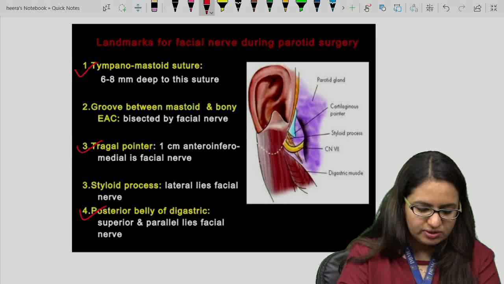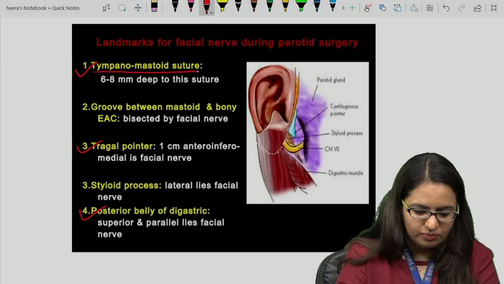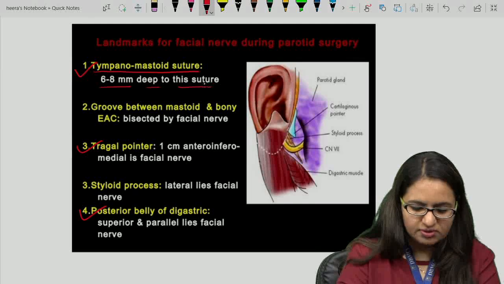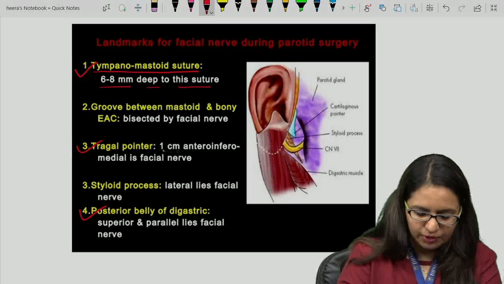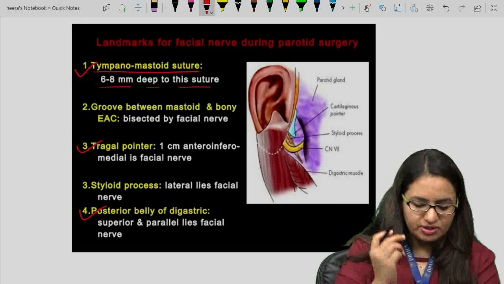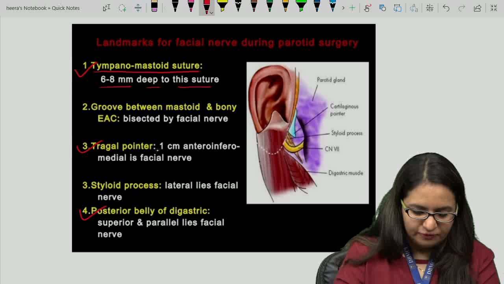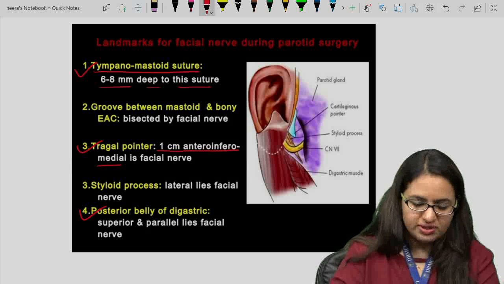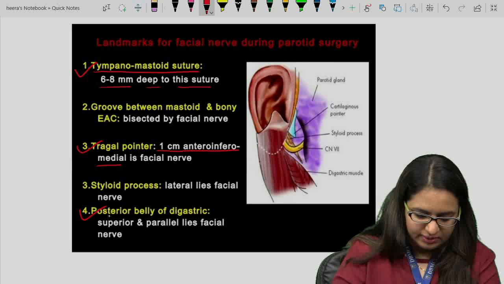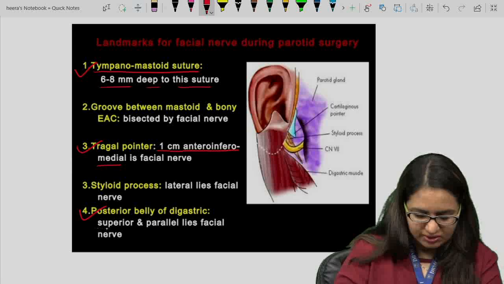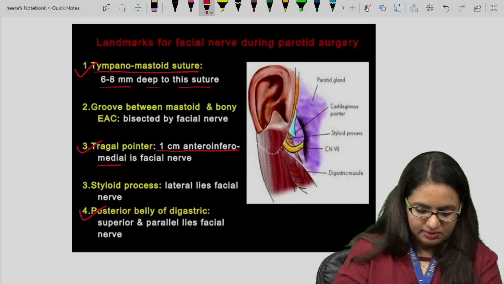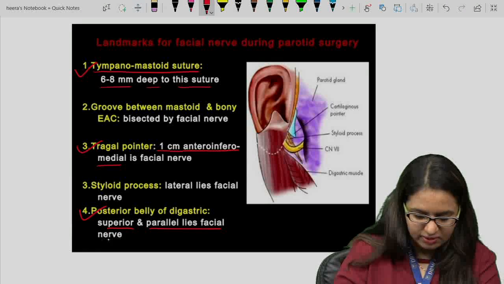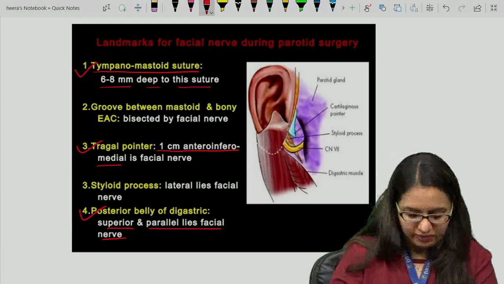With the help of these landmarks, we can try to localize the facial nerve. With the tympanomastoid suture, the facial nerve lies 6 to 8 mm deep to this suture. The tragal pointer is near the tragus of the ear; the facial nerve lies 1 centimeter anterior, inferior and medial to this tragal pointer. The third is the posterior belly of digastric: the facial nerve lies 1 centimeter superior to it, as well as parallel to the upper border of the posterior belly of the digastric muscle.